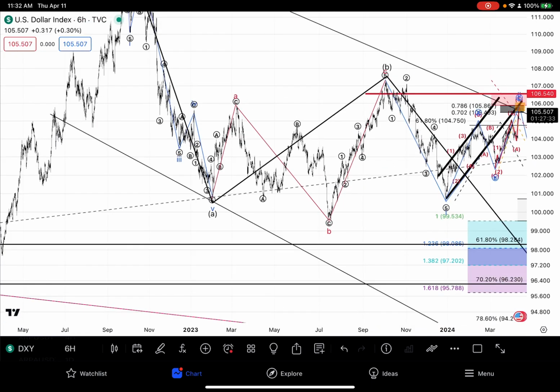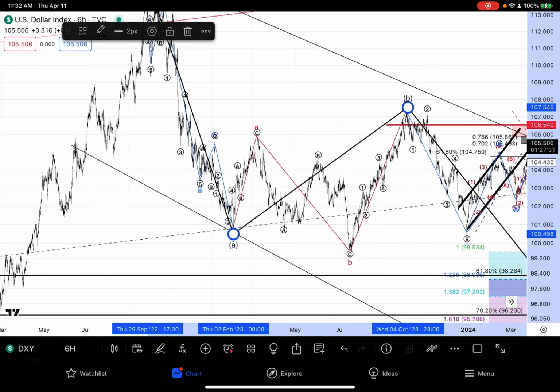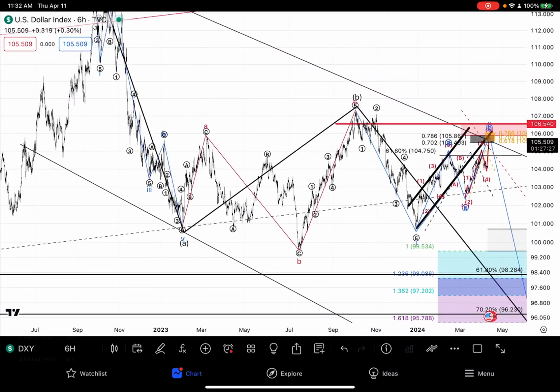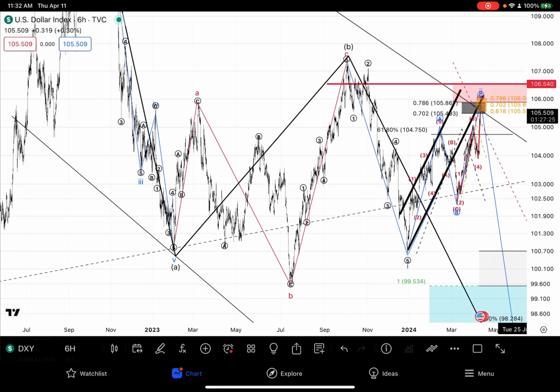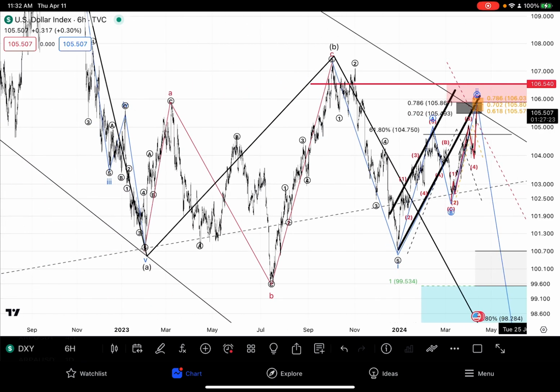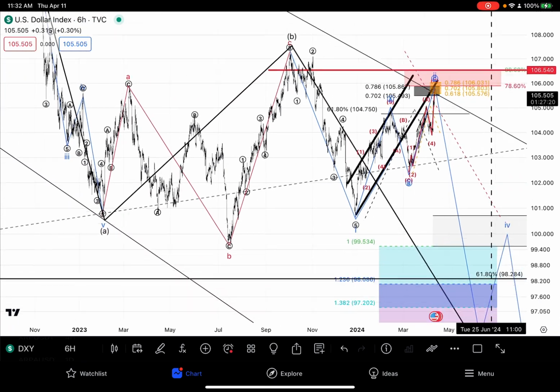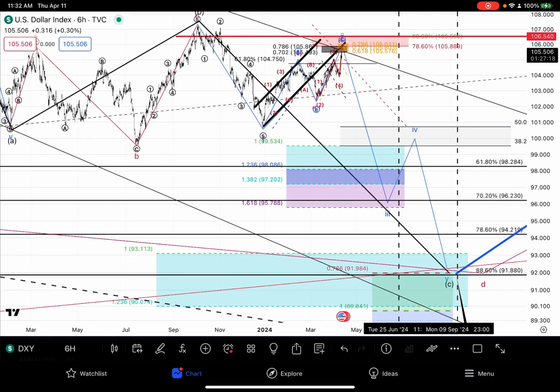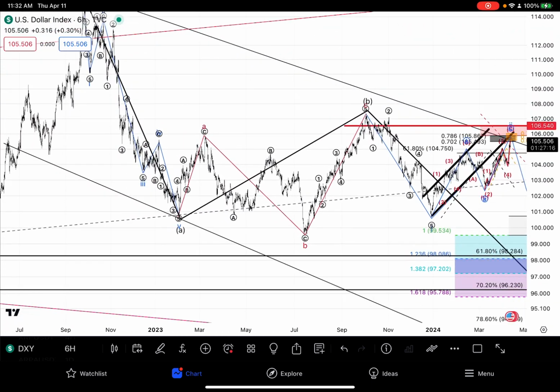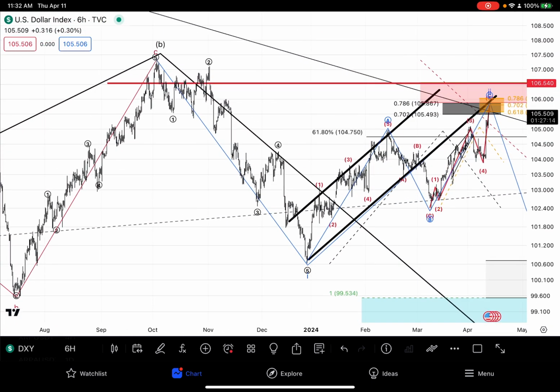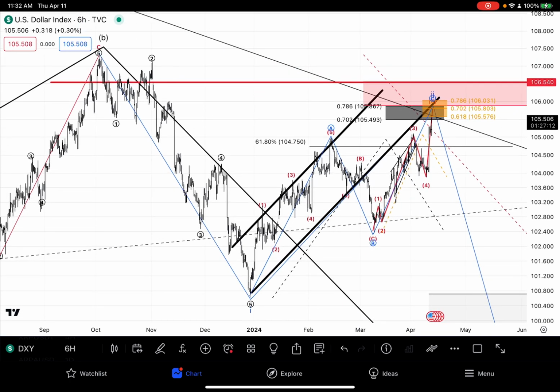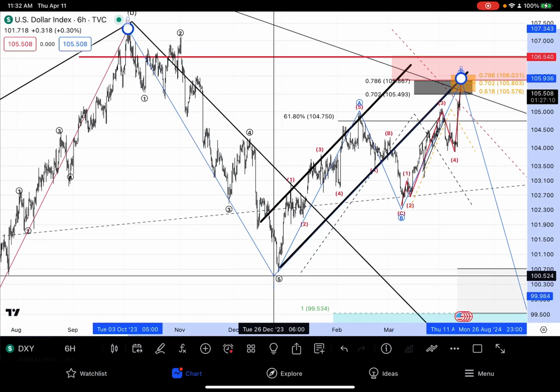So now that our A wave is done over here, what we're doing is starting your C wave, and we're currently about to do the third wave of our C wave, which will be a very explosive move down for the DXY, and it'll be really good for risk assets. So what you see over here is a five-wave move down to complete your wave one.